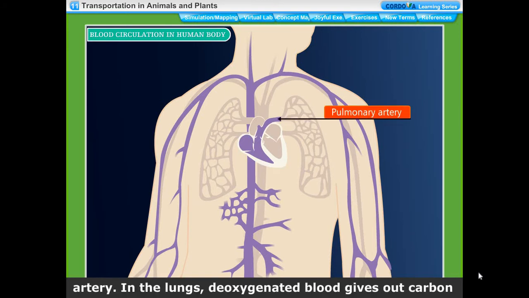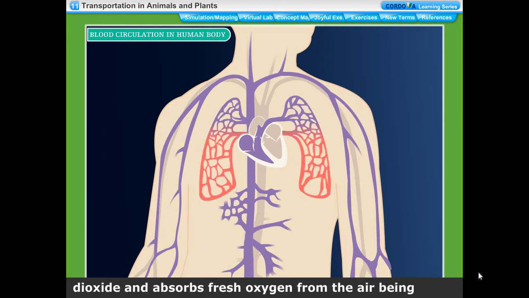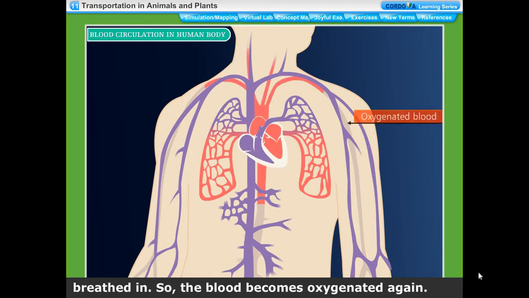In the lungs, deoxygenated blood gives out carbon dioxide and absorbs fresh oxygen from the air being breathed in. So, the blood becomes oxygenated again.